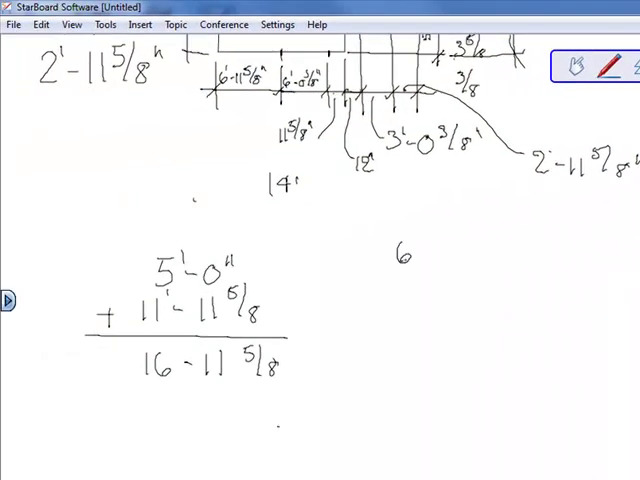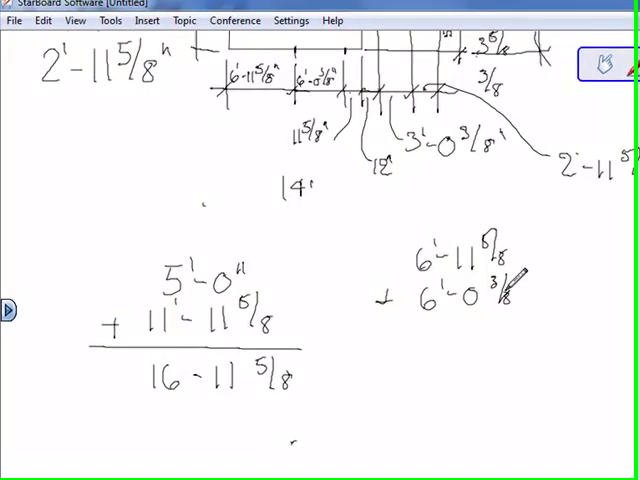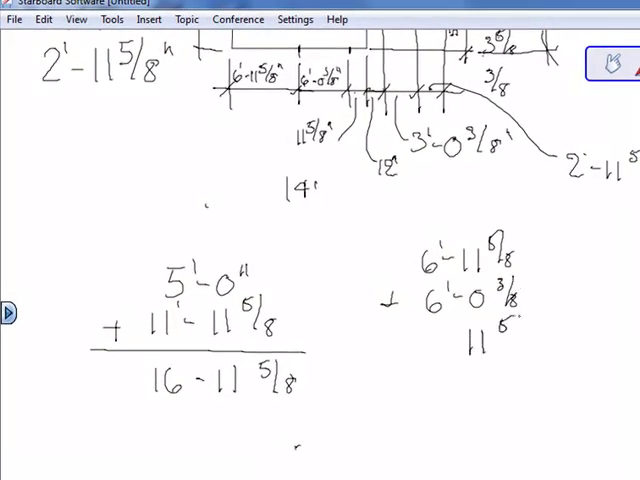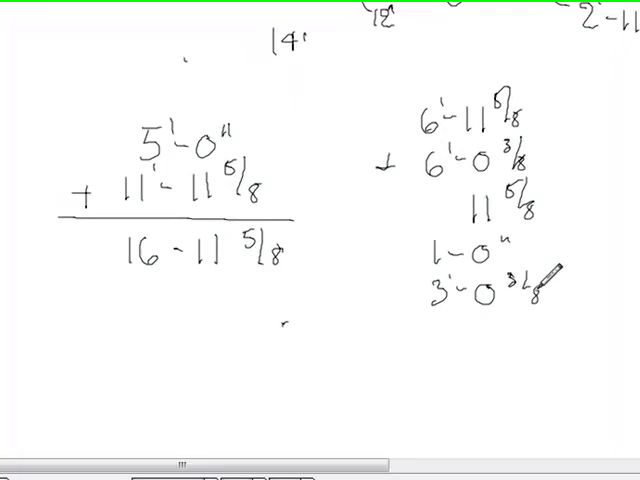6 foot, 11 and 5/8, plus 6 foot 0 and 3/8, plus 11 and 5/8, plus 12, or 1 foot, plus 3 foot 0 and 3/8, plus 2 foot 11 and 5/8.